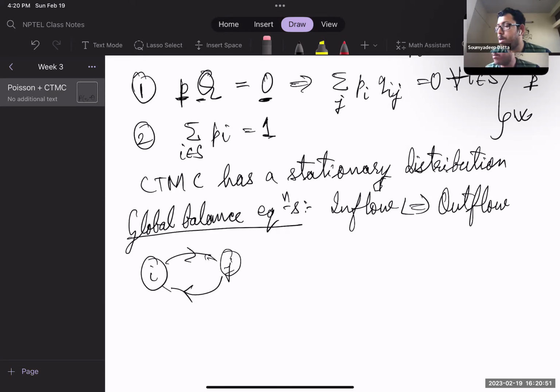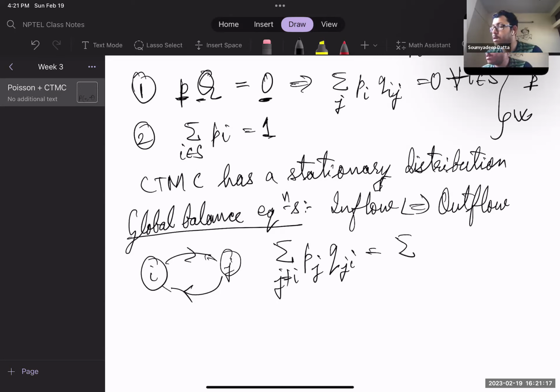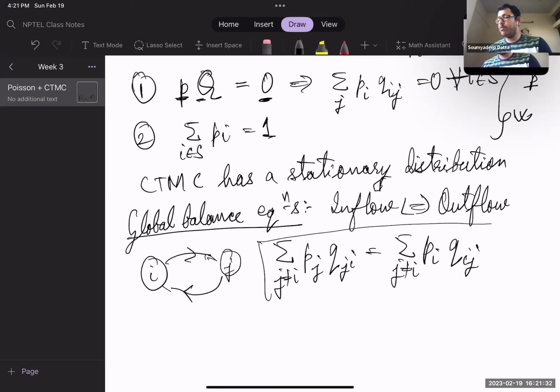Mathematically, the inflow has to be equal to the outflow. The inflow is the sum over all j not equal to I, because you're coming from other states back to your own state. This has to be equal to the outflow, that is, you're going from your state to other states, for all j not equal to I. You could prove this, but this property has to hold.